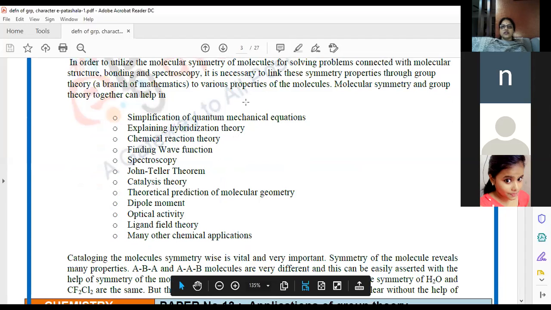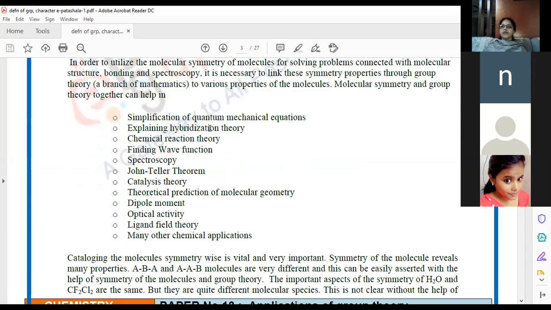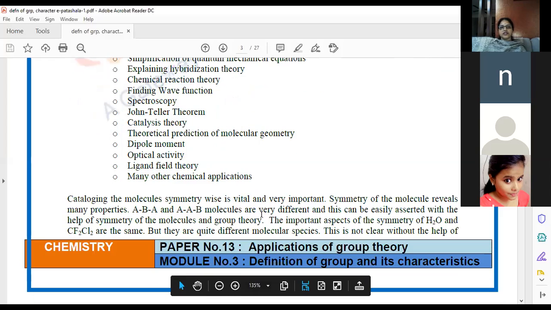Some quantum mechanical equations you can study. You can explain hybridization theory. You can explain some chemical reactions, find the wave functions. You can study electronic spectroscopy. You can study the Jahn-Teller theorem. You can study catalysis. Then you can predict theoretically the molecular geometry, dipole moment, optical activity. You can reason out the ligand field theory as well as many other chemical applications.